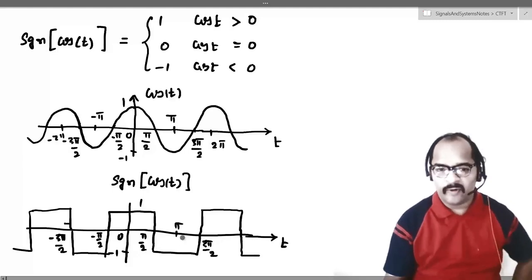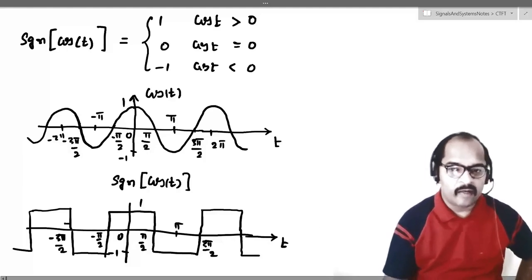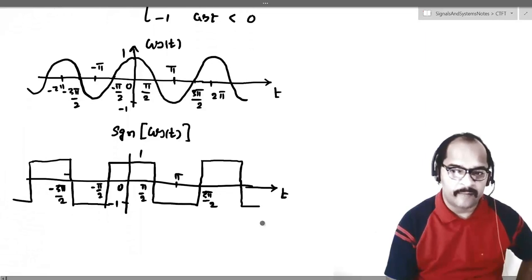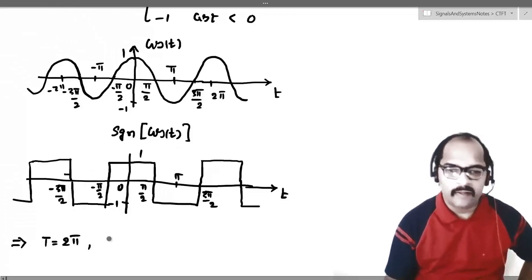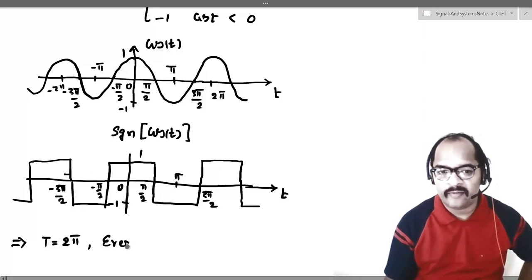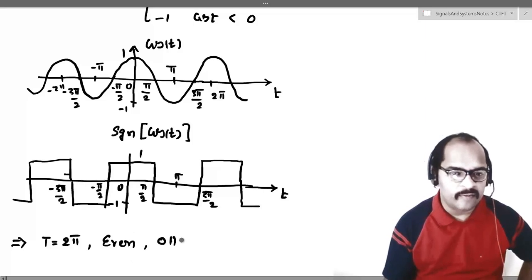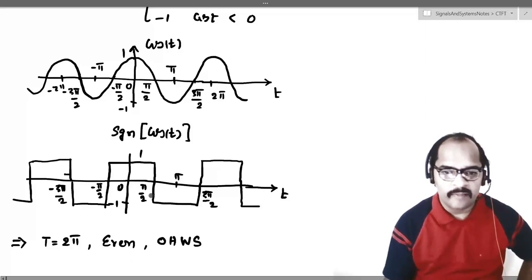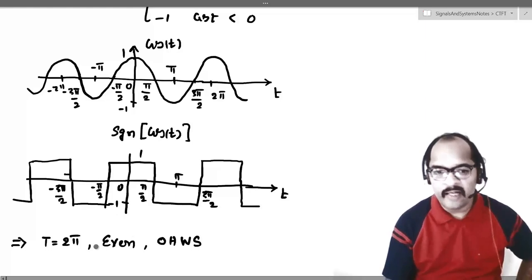Clearly, what is the period of this signal? The period is 2 pi. And what extra information do we get? This signal is even, and one more thing, it is odd half wave symmetric. Why? If you shift the signal to the left by T by 2, which is pi, and then multiply with minus 1, you get back the signal.